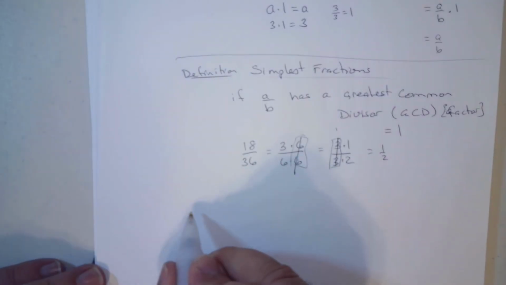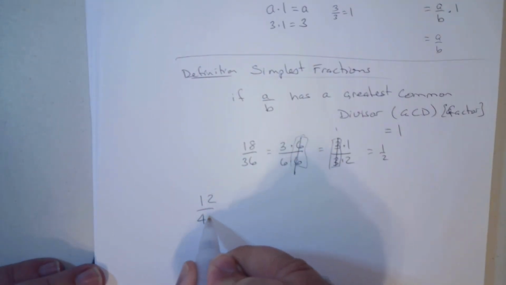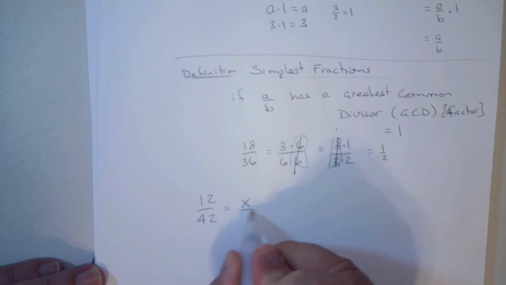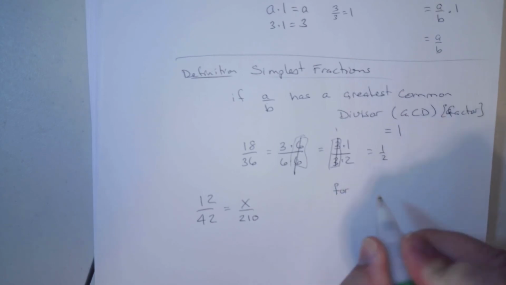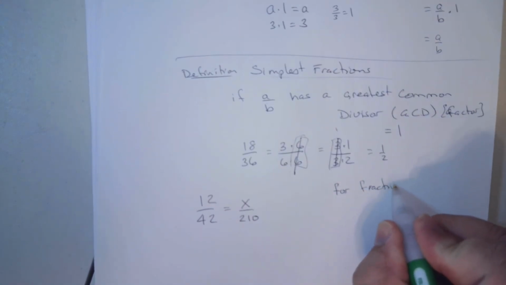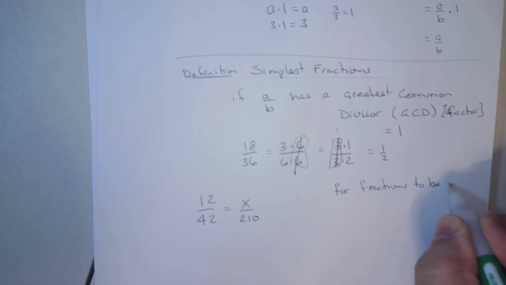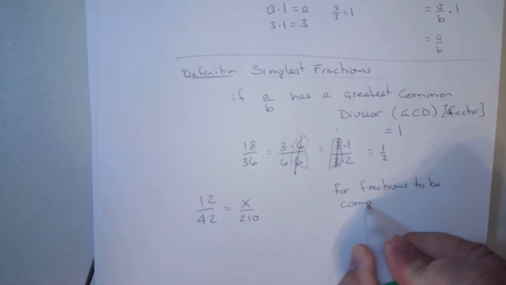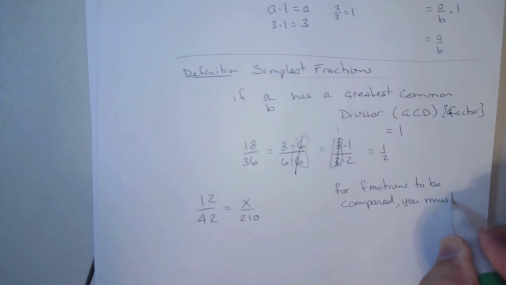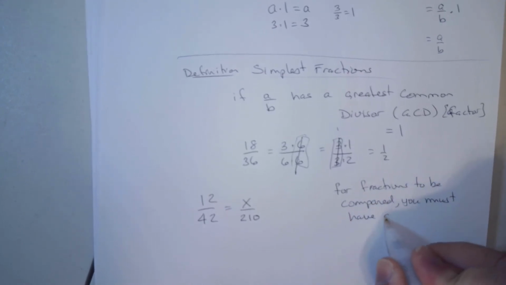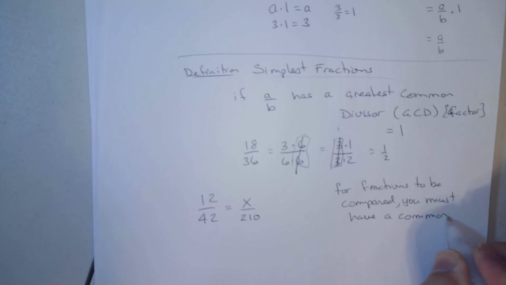Alright, so let's look at this. What if we had 12 over 42 equals x over 210? How would you find what x is? In order for these things to be equal, for fractions to be, let's say, compared, you must have a common denominator.